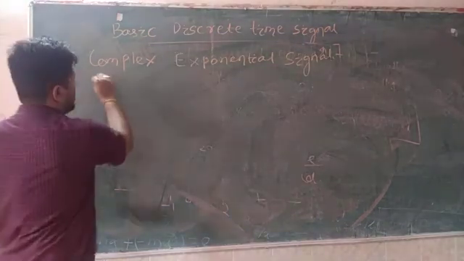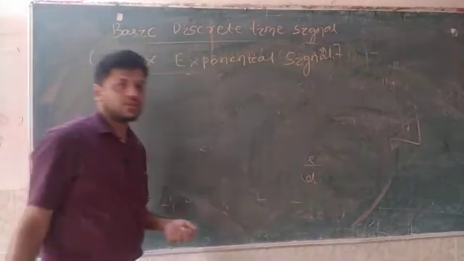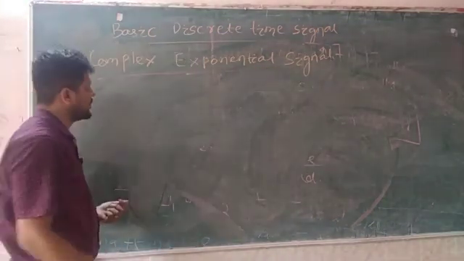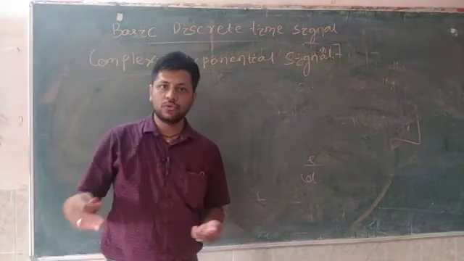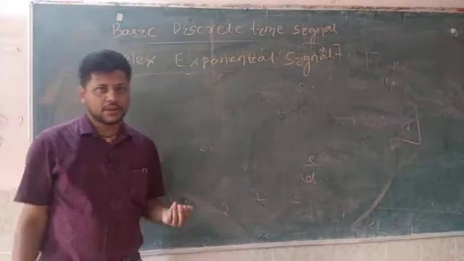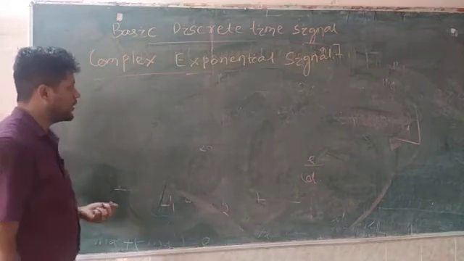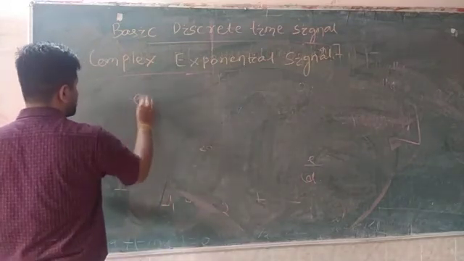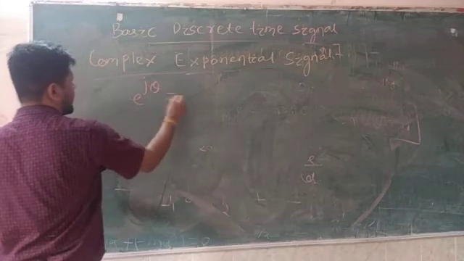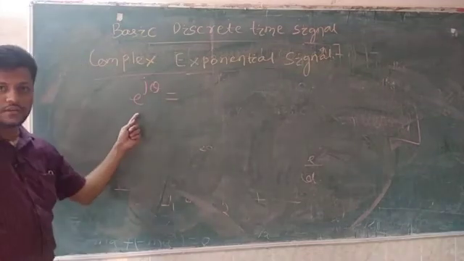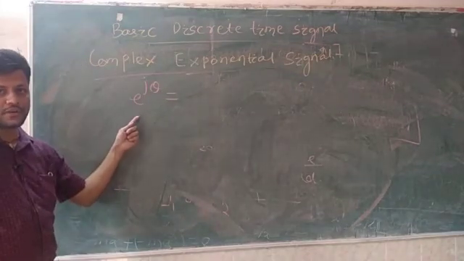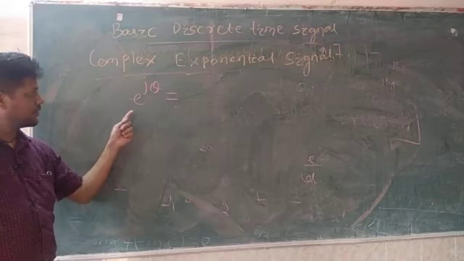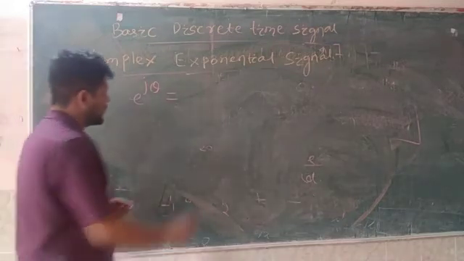So now we will study complex exponential signals. Just now we have studied the real exponential signal. Here I have taken only 1 by 2 like that. That is all real numbers. So now we will deal with complex exponential signals. In complex numbers we have studied e to the power j theta. This is the exponential representation of a complex number, where we have e to the power j theta.